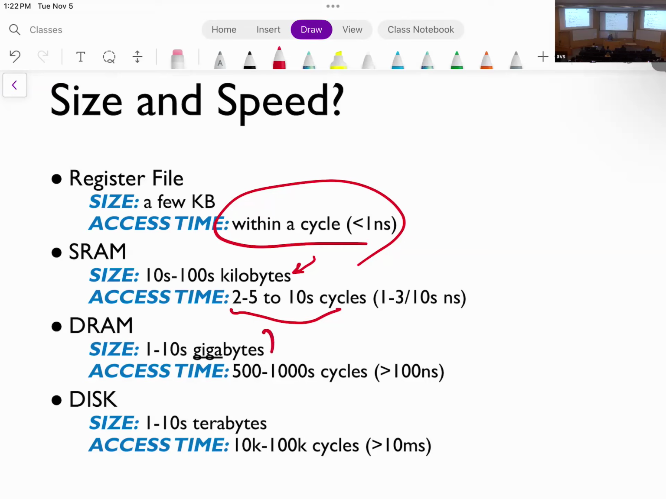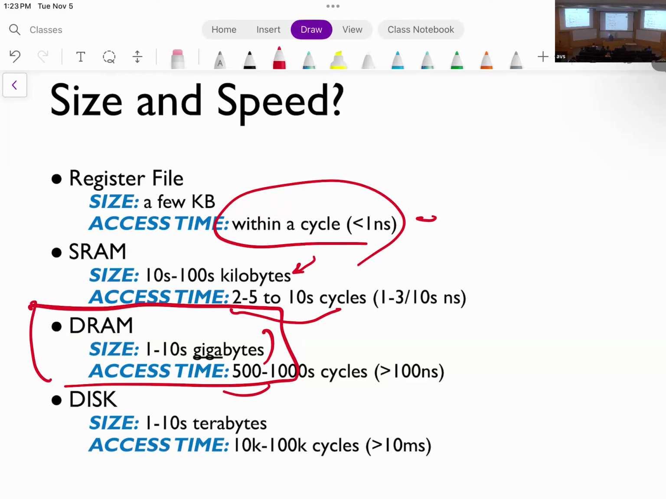Then we have DRAM, and DRAM is typically on the order of gigabytes. That's what you buy when you buy your computer. It says that it has 16 gigabytes of memory or 24 gigabytes of memory. That's the number they're referring to. They're not referring to the DRAM access number. And the access time of DRAM is usually on the order of hundreds, close to thousands, okay? So pay attention to these numbers. From register file to DRAM, we are 2 orders of magnitude or even 3 orders of magnitude slower. That's how big the difference is, okay?